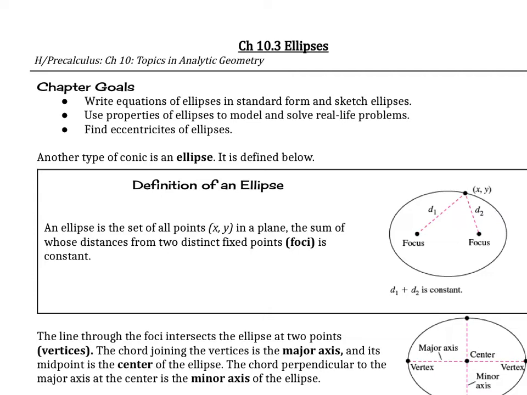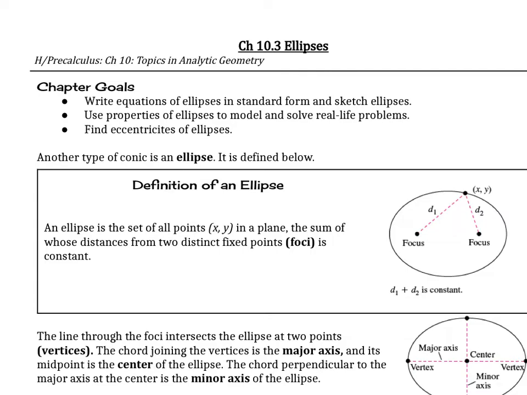So another type of conic is an ellipse, and it's defined below. An ellipse is a set of all points (x, y) in a plane, the sum of whose distances from two distinct fixed points, which are the foci, is constant. So d1 plus d2 is constant.